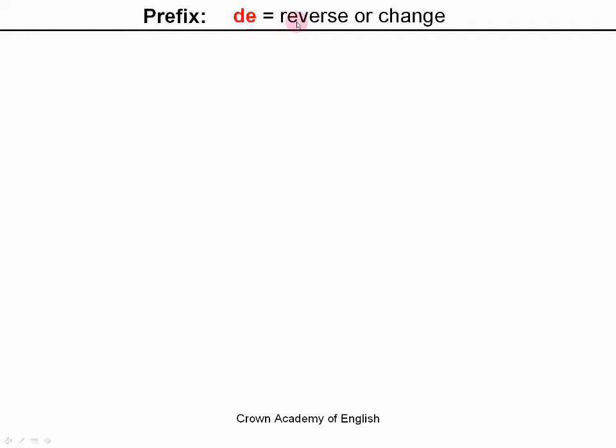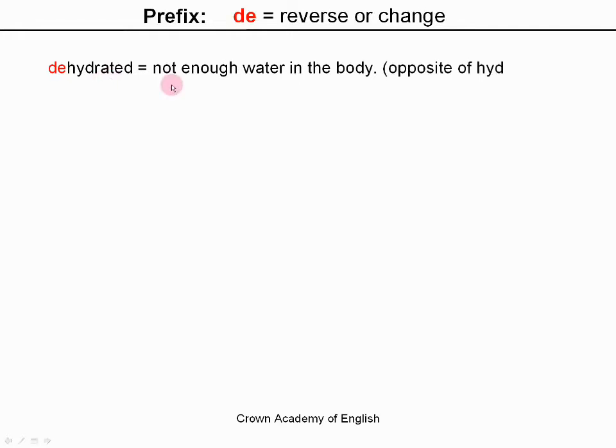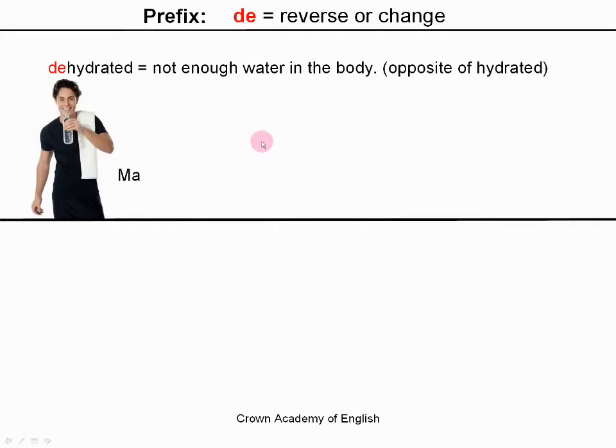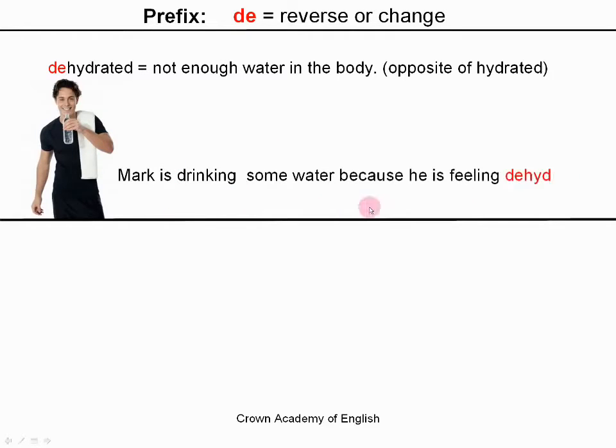D-E. This means reverse or change or opposite process. Example, dehydrated. This means not enough water in the body, and it is the reverse process of being hydrated. It's the reverse opposite of hydrated. Mark is drinking some water because he is feeling dehydrated.